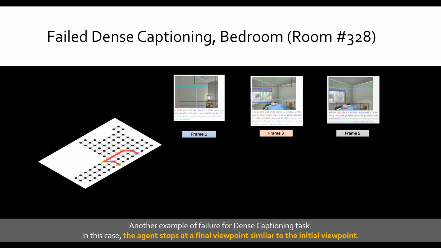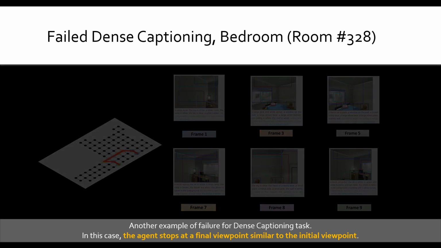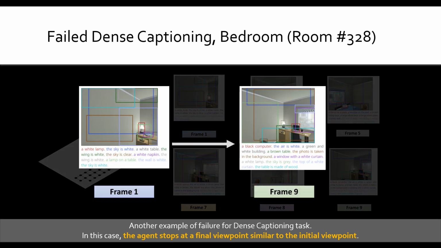Here is a failure case for dense captioning task. The agent stops at a final viewpoint similar to the initial viewpoint. This kind of failure is mainly caused by the navigation model.